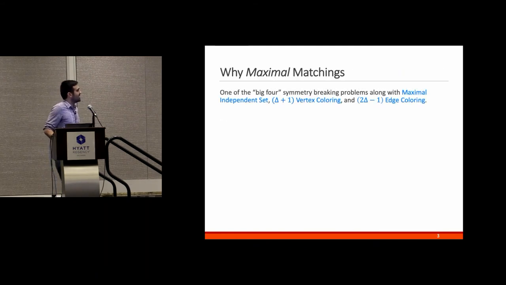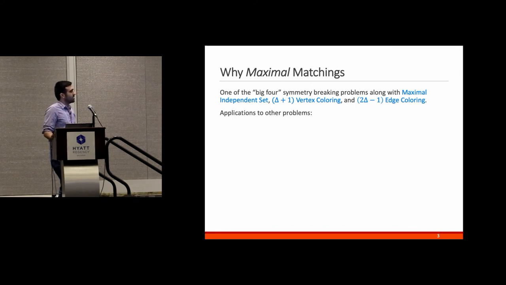Okay, so let me start by saying why maximal matching. First of all, it's one of the big four symmetry breaking problems, along with maximal independent set, delta plus one vertex coloring, and two delta minus one edge coloring. It gets studied in various different settings, so it's important to understand what the computational complexity of maximal matching is in this model.